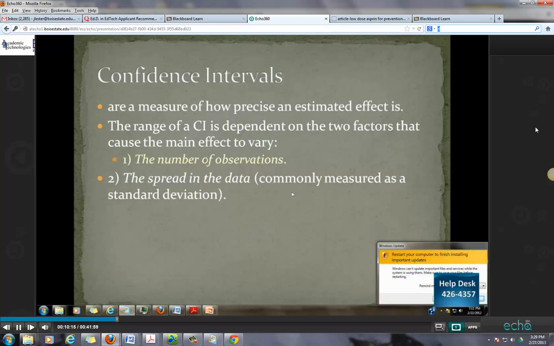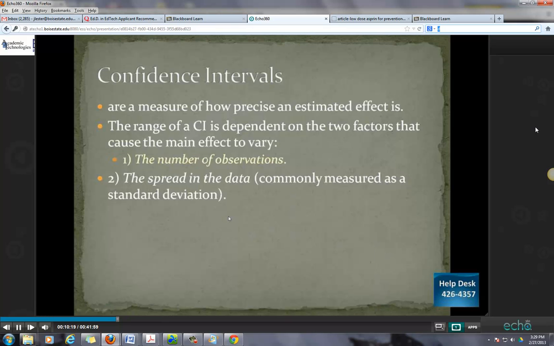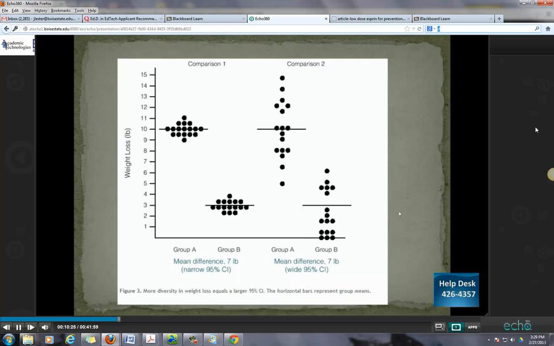Okay, the spread in the data is the second thing that can affect the confidence interval, and that's something the statistician or the researcher really can't always control. So what if we repeated the study, and one time the average weight loss in group A was 10 pounds, but the standard deviation was 1 pound either way, so we'd have 10 plus or minus 1.